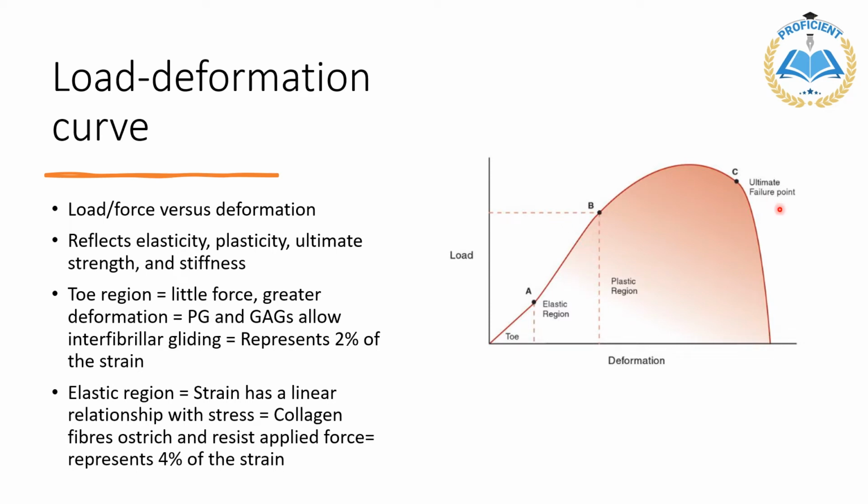The area under B and C is called the plastic region, where irreversible changes occur as the load continues to be applied. If it reaches the point C, that is called the point of ultimate failure, beyond which it is irreversible and there is complete tear. An example of the plastic region is grade 1 and grade 2 ligament sprain or tendon strain. And an example of the point of ultimate failure is fracture, avulsion fracture, or complete muscle tear.